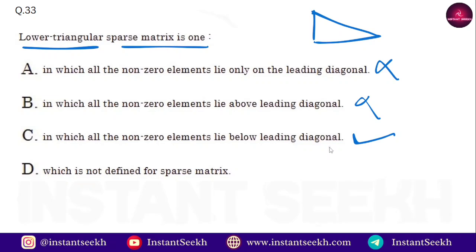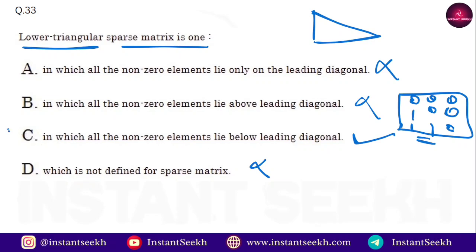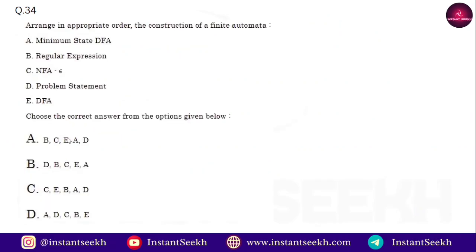Non-zero element means what? If you have a matrix, it will be something like this. Hence you can state it as a lower triangular sparse matrix, where all the non-zero elements lie below the leading diagonal. So the others get eliminated. Your correct answer is option number C for this particular question. Let's move on to the next.